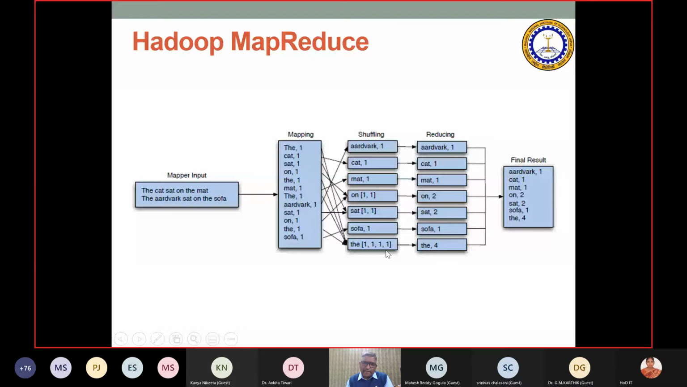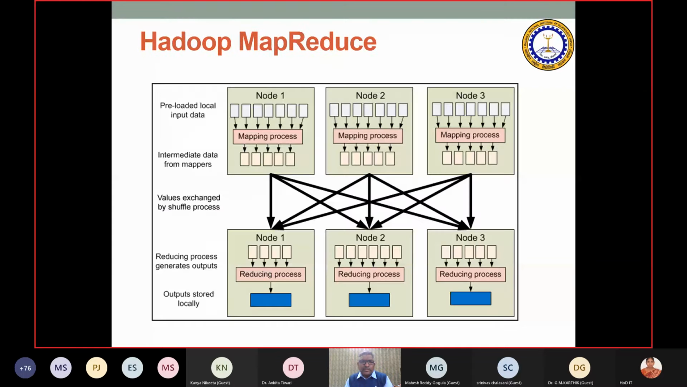So all of them are grouped together, and then reducing is basically to count how many times each is coming. So the count is finally totaled. So that is what the reducer is. So that becomes the reducer output. So this is the complete MapReduce mechanism.